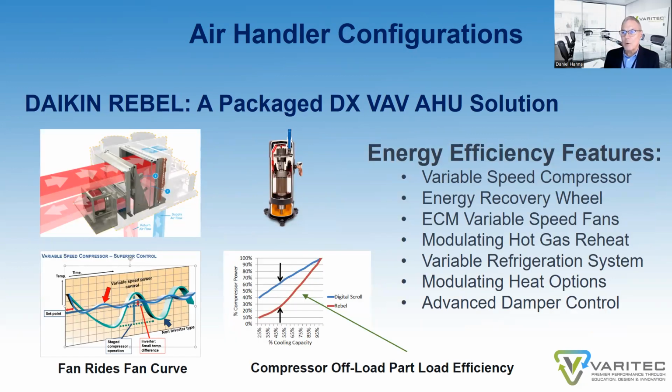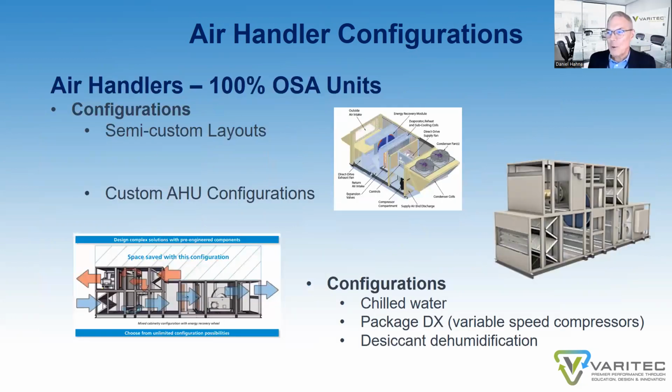The Daikin Rebel uses variable speed compressor technology. They can come with energy recovery wheels, ECM fan motor technology, and they can also be applied in a variable refrigerant system. Have you ever thought of a variable refrigerant displacement ventilation system? Is it doable? And the answer is it is. Yes, it is. So just be aware of that.